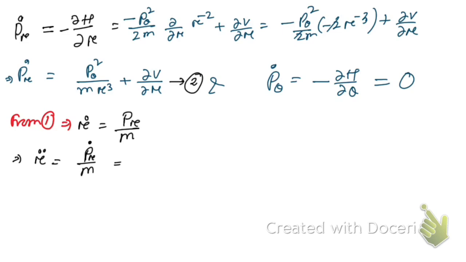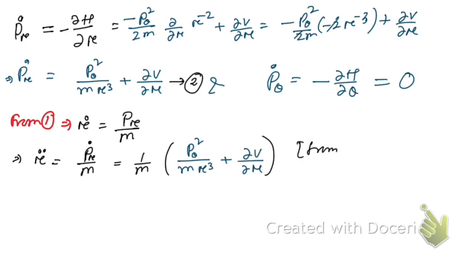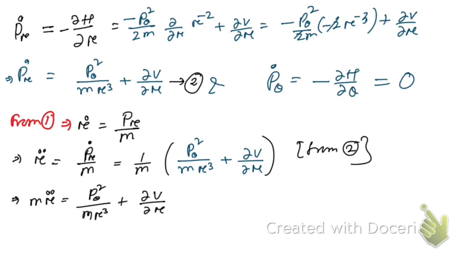If you use this equation number 2, then you're going to have 1 by m into this result from equation number 2, or using 2, simply you can write that way. So we can write m r double dot is equal to p theta square by m r cube plus del V by del r. That's what we have got.